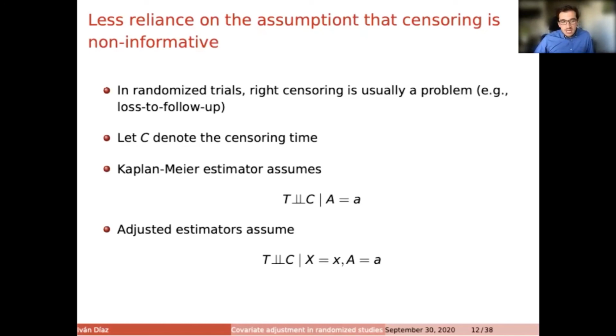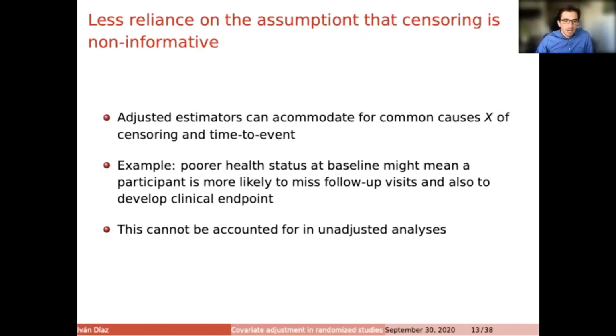In contrast, adjusted estimators, and really this is just an identification issue, assume that the time to event is independent of the censoring time within strata of not only the treatment, but also within strata of the baseline covariates. Right. So this is a much weaker assumption than the assumption made by the Kaplan-Meier estimator.